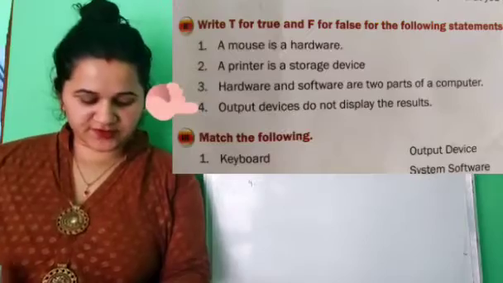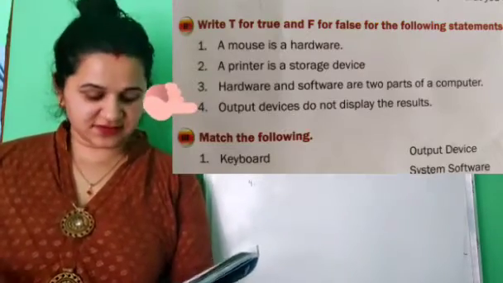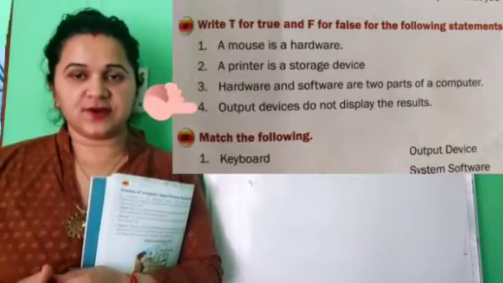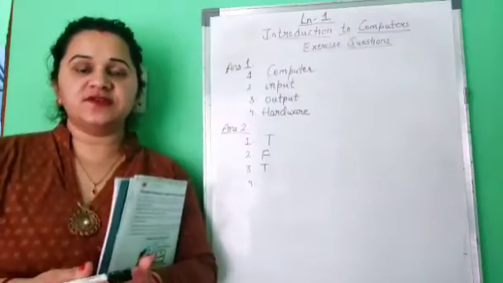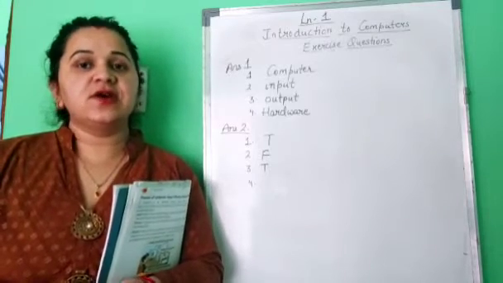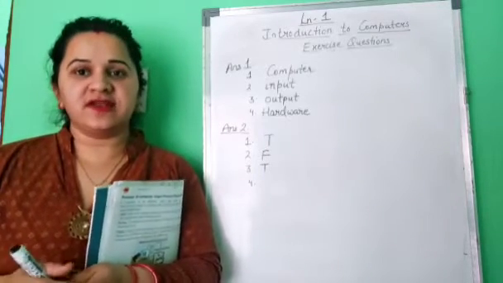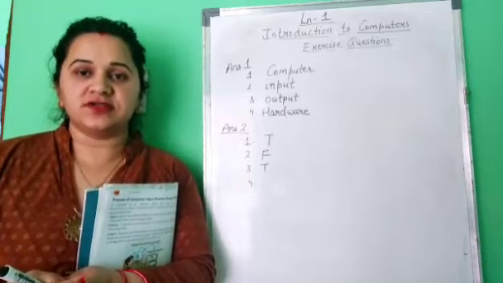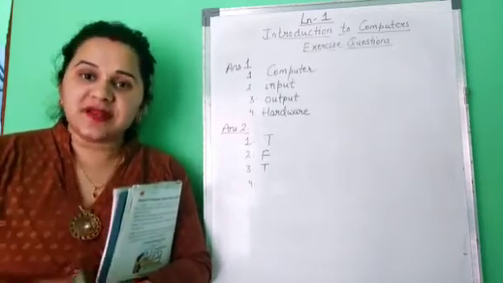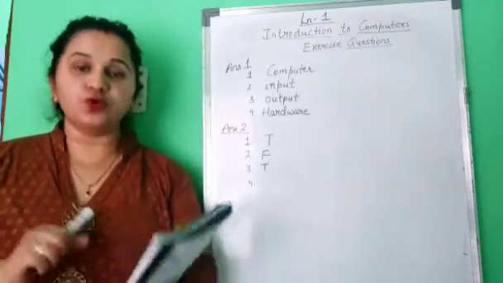Fourth part, output devices do not display the result. See children, output is what? Output is the processed data. Okay. When the data is processed, we get the output. We get the result. But how do we get those results? Obviously with the help of output devices, okay, like printer, monitor. So output devices are obviously used to display the result. So here it is written do not display.